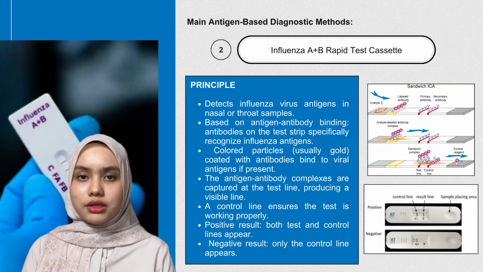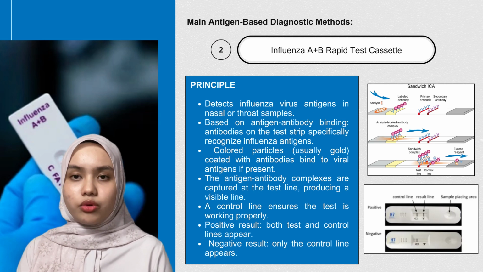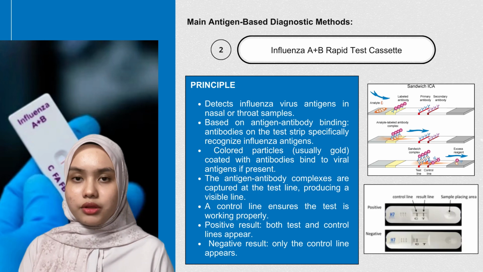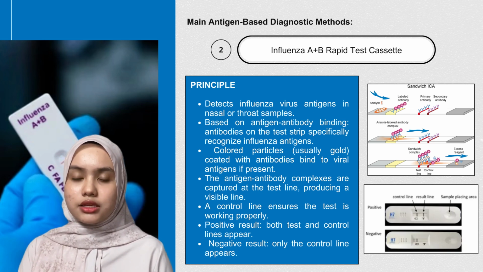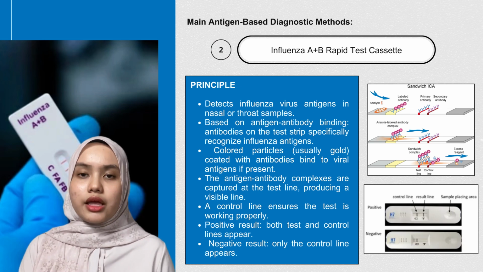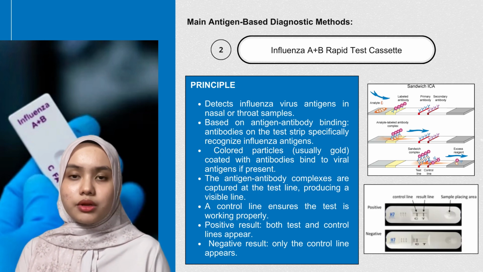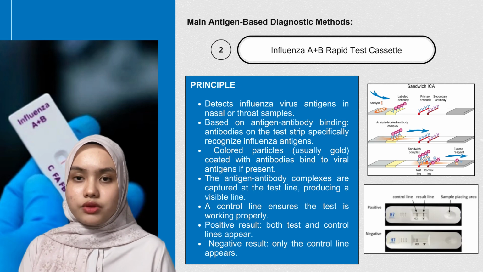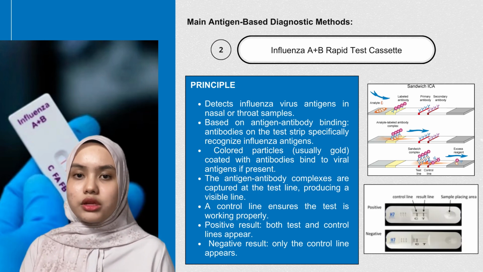For the principle, this test detects influenza virus antigen in nasal or throat samples based on antigen-antibody binding. So antibodies on the test strip specifically recognize influenza antigen. Colored particles, usually gold, coated with the antibody bind to the viral antigen if present. The resulting antigen-antibody complexes are captured at the test line, producing a visible line. A control line ensures the test is working properly. Positive results show both the test and the control lines, while negative results show only the control line.